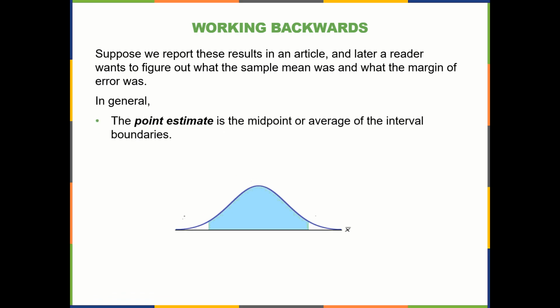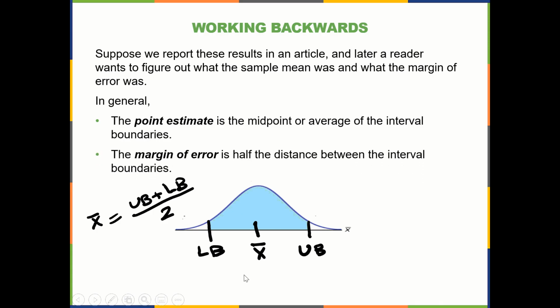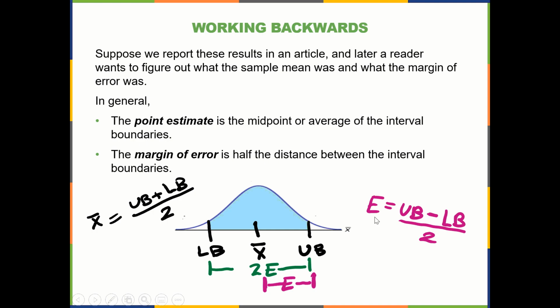In general, the point estimate is the midpoint or average of the interval boundaries, which makes sense because we started there. We started at the center, then we added a margin of error and went down a margin of error. So we traveled 2 margins of error to get to those boundaries. So if we just take the average of those 2 boundaries, we will arrive back at the center. Likewise, the margin of error is half the distance between the interval boundaries. When we moved those 2 margins of error, we have a distance between them of 2e, and we divide that in half to get back to e. So perfect sense, right? Subtract the boundaries and divide by 2 to get back to the margin of error.